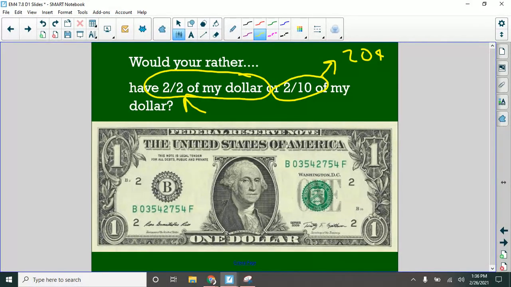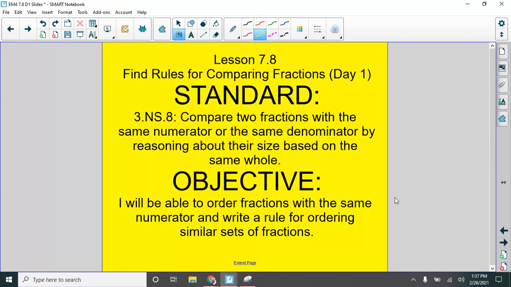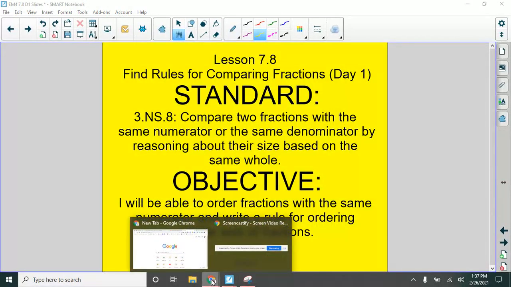All right, third graders, I hope that you've enjoyed learning a little bit more about putting fractions in order and comparing them and seeing which ones are bigger and some patterns that we can notice, because that's what our goal here was today.